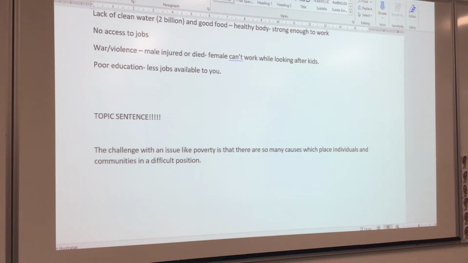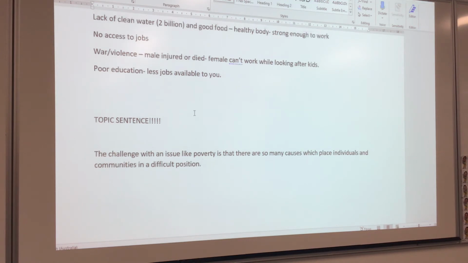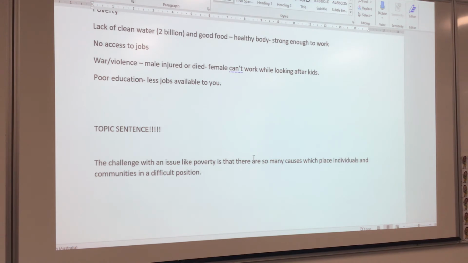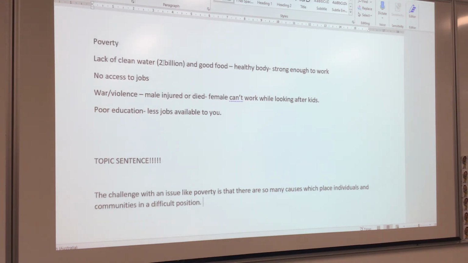That tells people, okay, the issue is poverty. It then says in that sentence that there are different causes, and it tells people that people are in a difficult position. Now you're set up to talk about all of the things that you want to talk about in that paragraph. Okay, and there's no confusion about what that paragraph's about. So topic sentence is done. I now want to talk about access to jobs. Okay, for me, I think that's a really important one. I'll probably say that poor education is probably one of the bigger ones. So we could even start with that if you want.